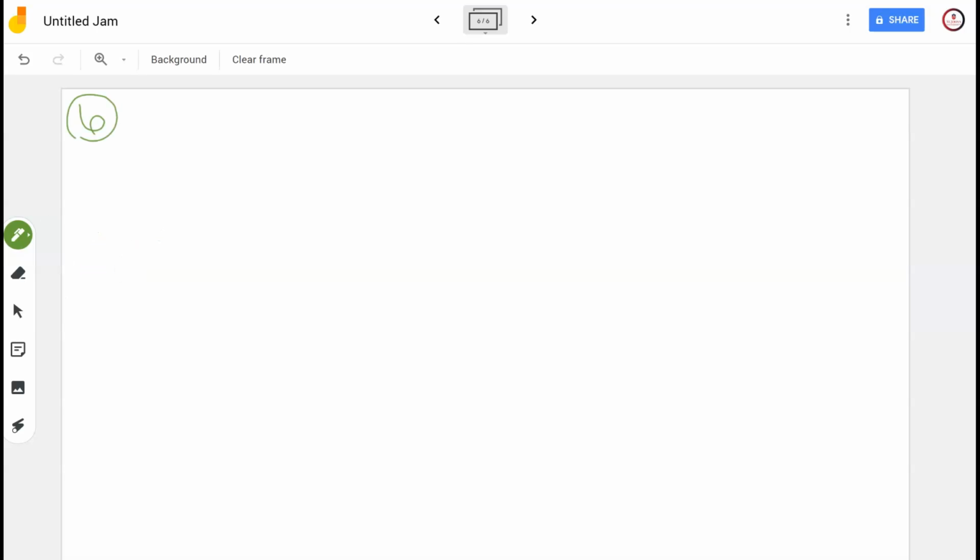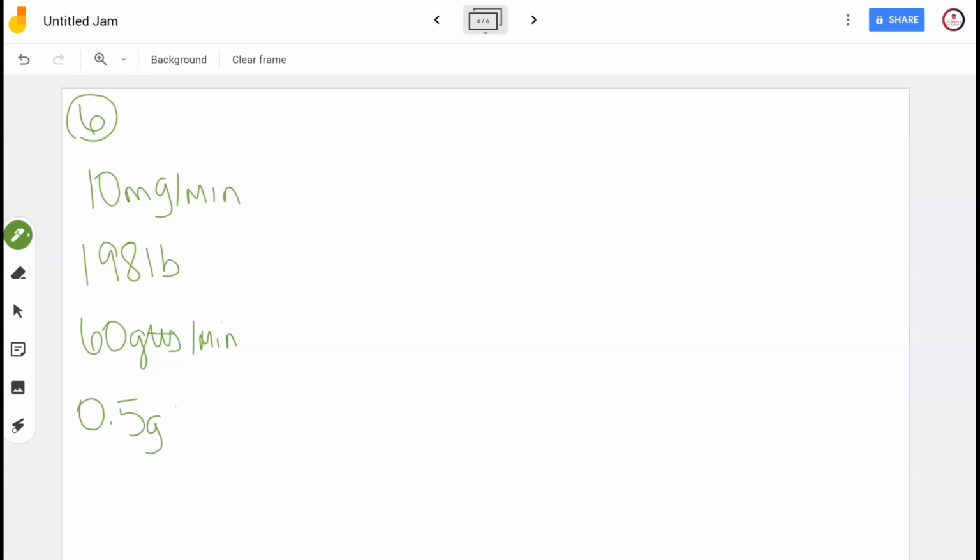Question number 6. You want to administer 10 milligrams per minute of a drug to a 198-pound male using a mini drip set, 60 drops a minute. You place half a gram, which is 0.5 grams, which is also equal to 500 milligrams, of the drug in a 250 milliliter bag. What is your drip rate?